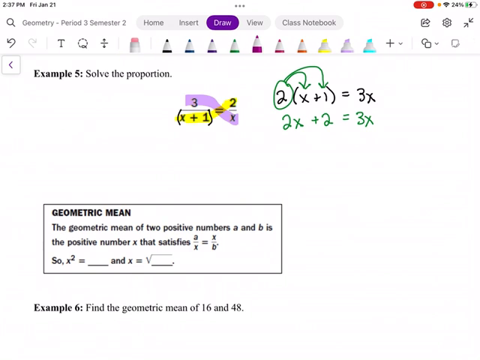Then once we get here, we can go ahead and get all of our x's on the same side of the equation, and we will get x equals 2.